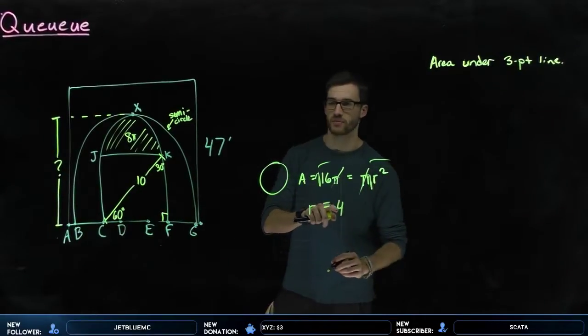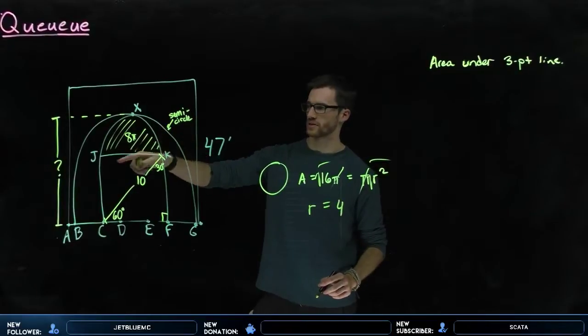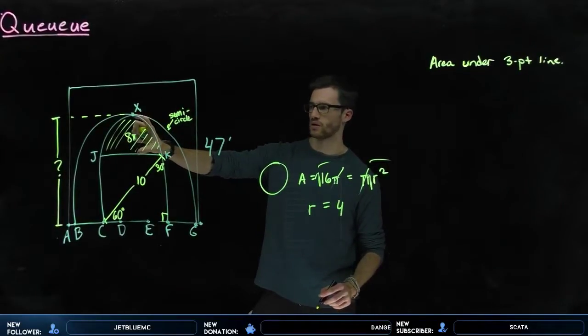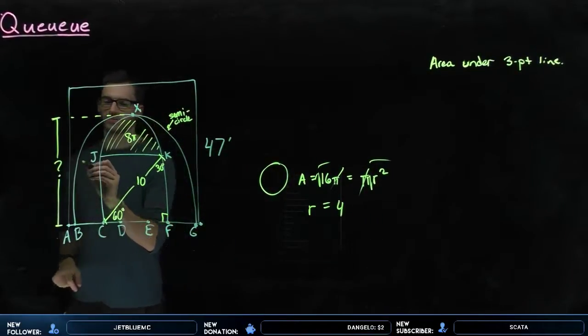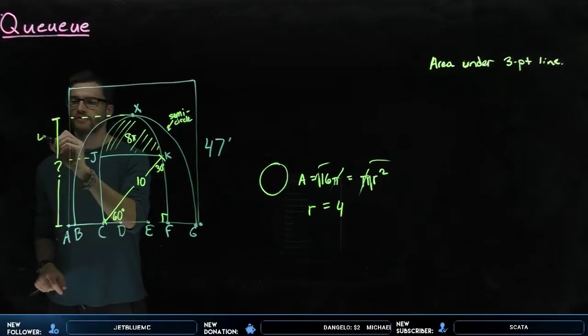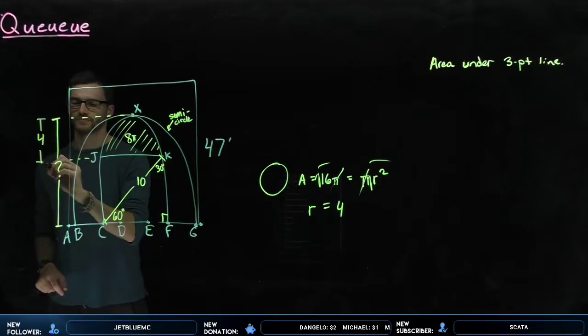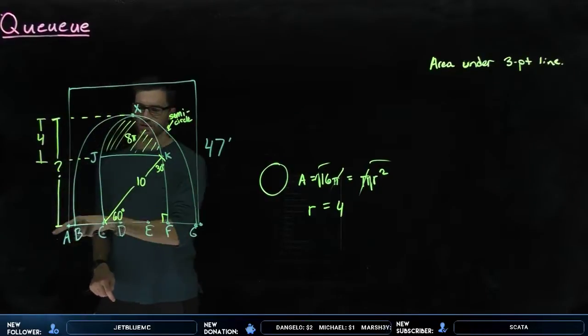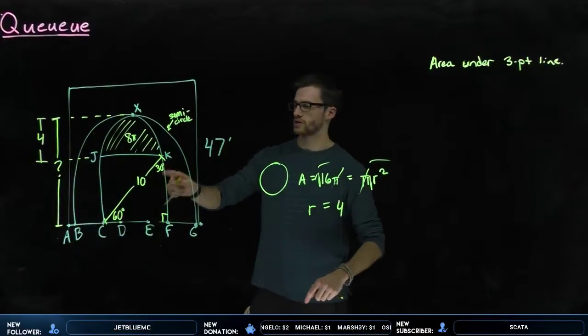Now, that gives us information, because this semicircle here will have a radius of 4. So now we know that from here to here, we have a length of 4. And now we just need this portion. This portion is probably going to use this triangle here.